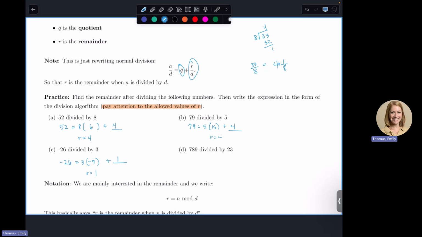Sort of. Alrighty. 789 divided by 23. We have no hope of me doing this in my brain. So 789 is 23 times a thing plus a remainder. That remainder should be between 0 and 23. 34. 34. And the remainder is 7.